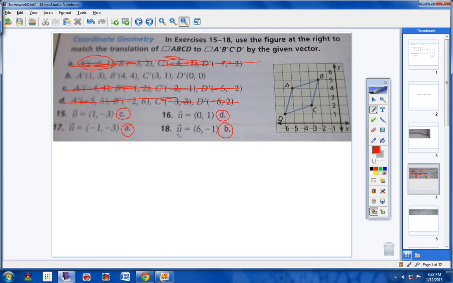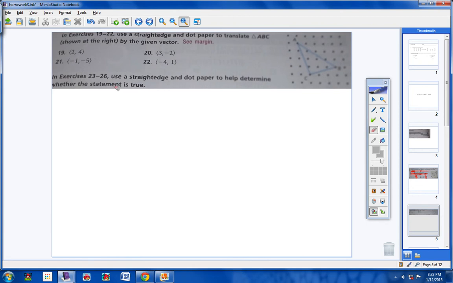So for number 18, we're taking point A and we're moving it positive 6 and then negative 1. So there's where point A would be right there. And of course that's going to be positive 1, positive 3. And there it is right there. Okay, so the answer is B. Okay, so what we practiced there was taking a pre-image on the coordinate plane and then moving it so many units to the right or to the left or up and down.